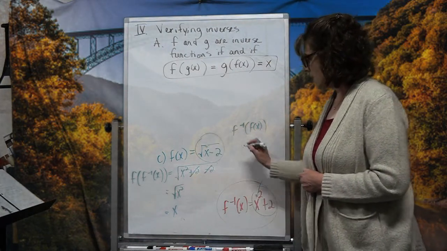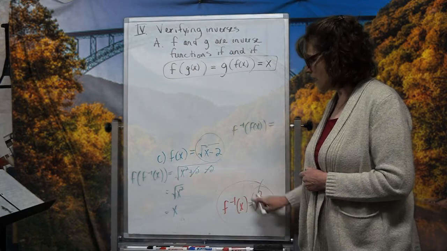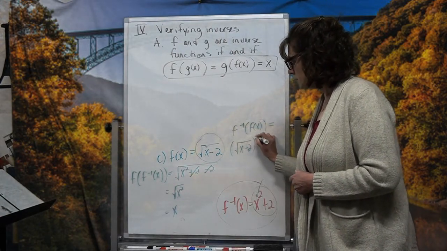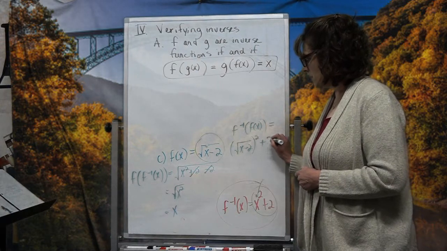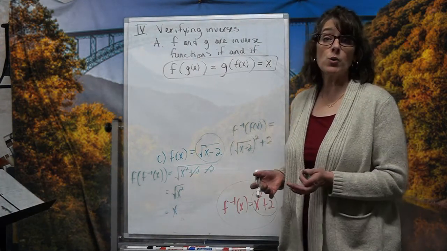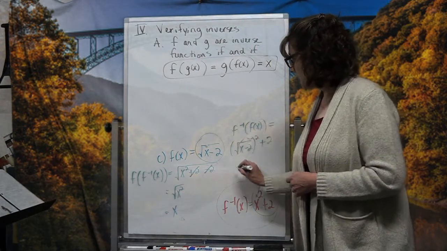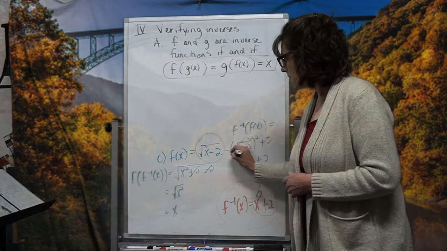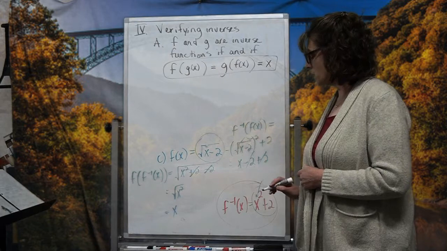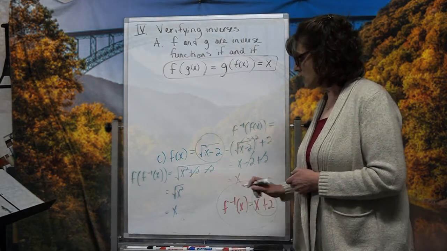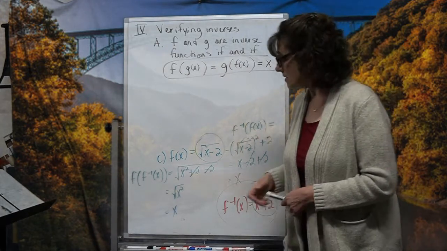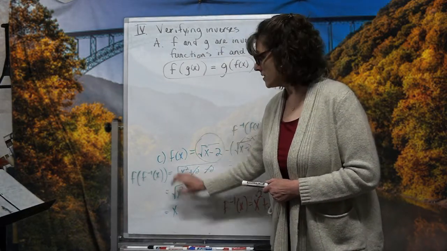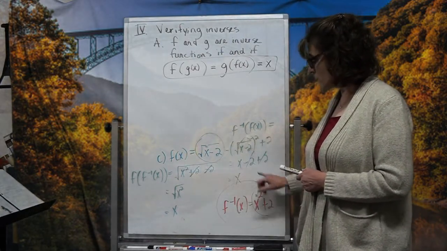Now notice what that means is I'm going to take this and square it, and then I'm going to add a 2. And once again, squaring and square rooting cancel each other out. I'm left with x minus 2 plus 2. And negative 2 plus 2 cancels, and I'm left with just an x. So in both cases, taking that inverse and plugging it into the original, I got an x. Taking the original, plugging it into the inverse, I got an x.